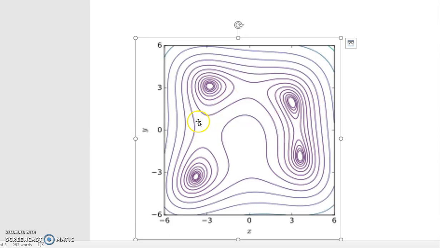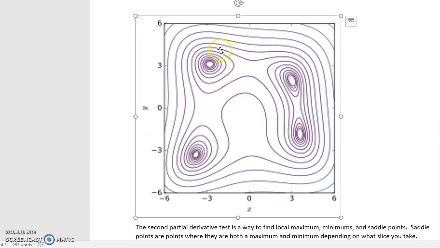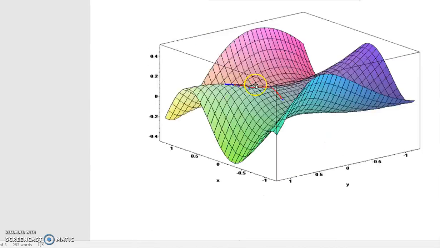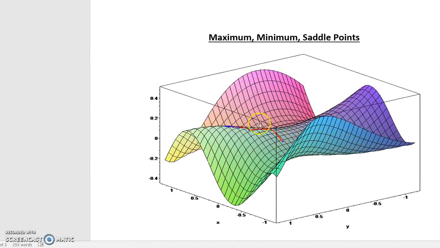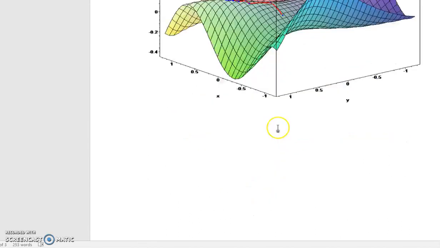See these. But for a saddle point, what you're looking for in the level curve graph will be a hyperbola. For example, you have one right here. There's a saddle point right here, right in the middle. And also there's one right here, and also possibly one between these two curves. So that's how you can find a saddle point on level curves, and that's how you find a saddle point looking at the graph of it.